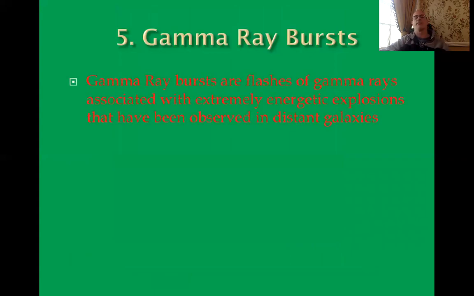Gamma ray bursts are flashes of gamma rays associated with extremely energetic explosions that have been observed in different galaxies. They're the most luminous electromagnetic events known to occur in the universe. And they can last from as short a time as 10 milliseconds up to several minutes. The initial burst is usually followed by a longer afterglow emitted at longer wavelengths, maybe X-ray, UV, visible, infrared, even radio.